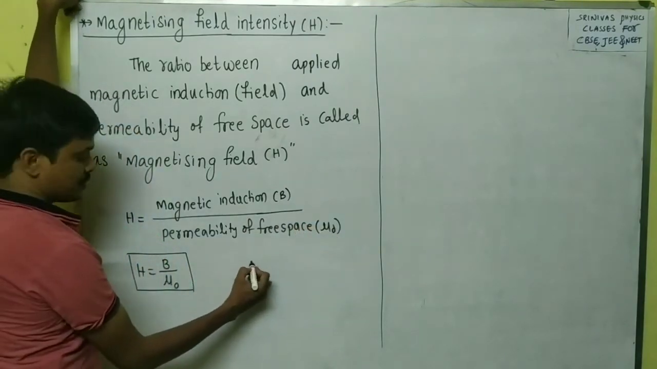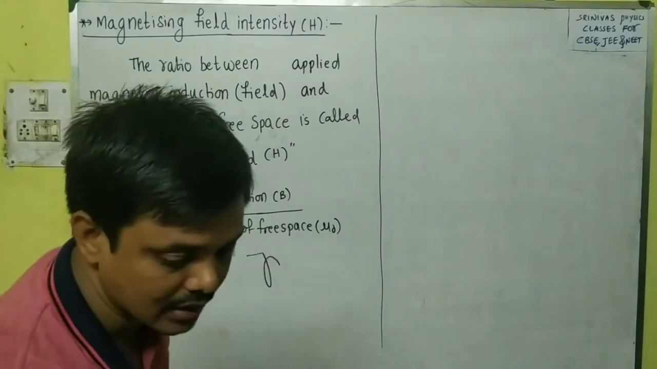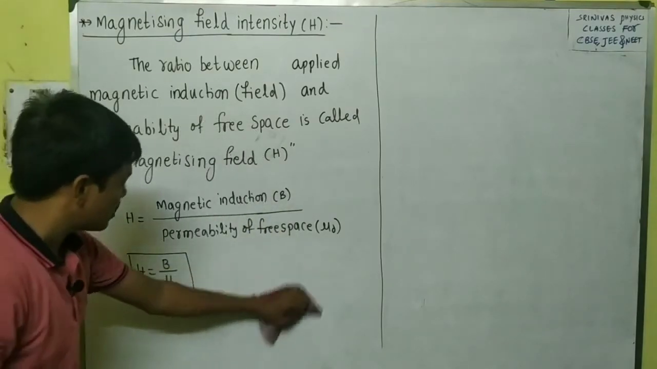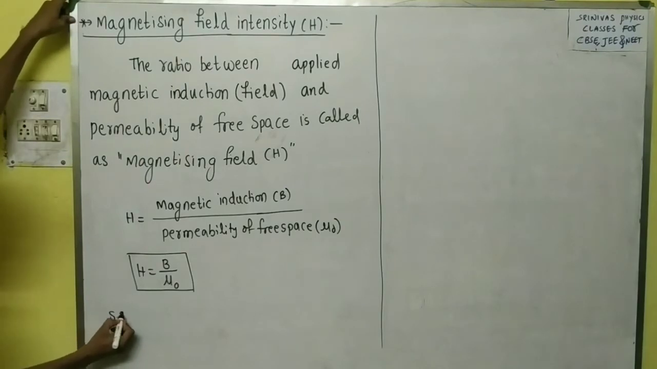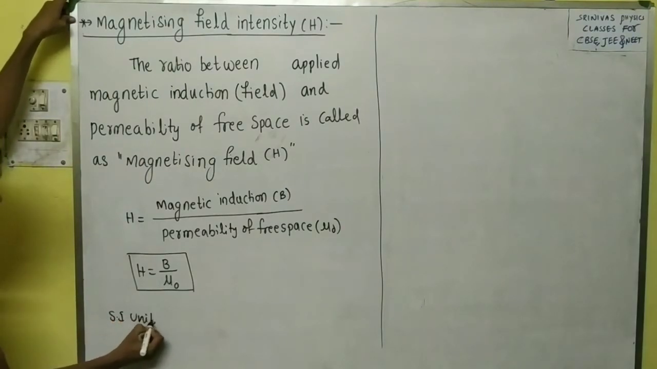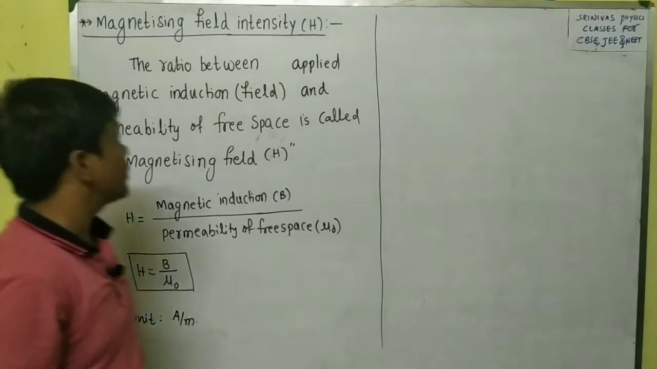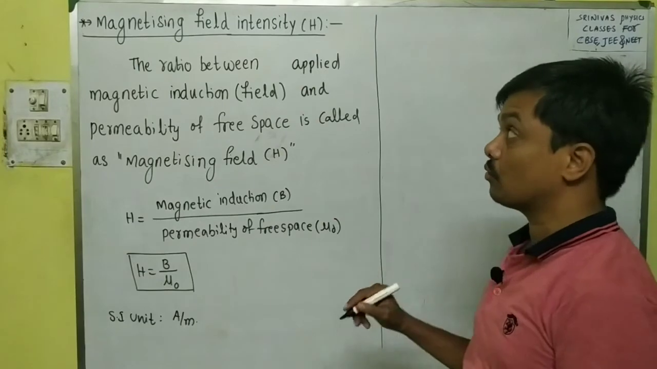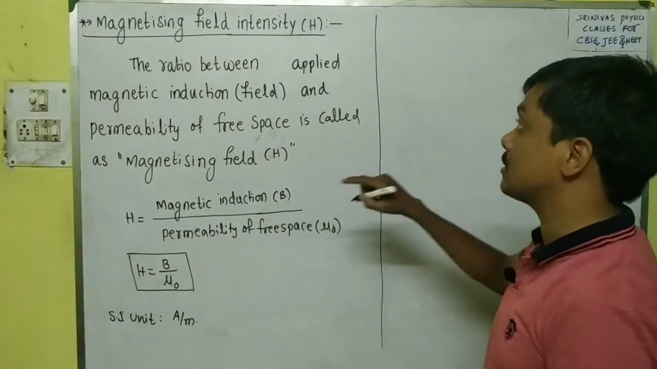Then, for example, this is a solenoid. Let us take one example for this. What is the SI unit of this? It is again ampere per meter. The same unit will be there, same as intensity of magnetization. Don't confuse the two definitions: magnetization and magnetizing field.